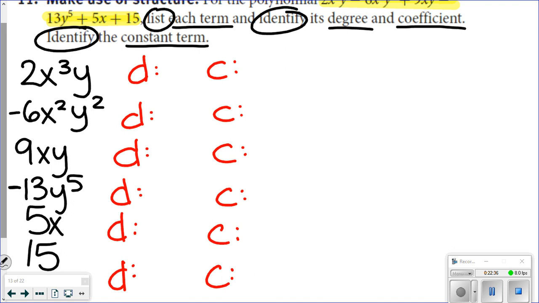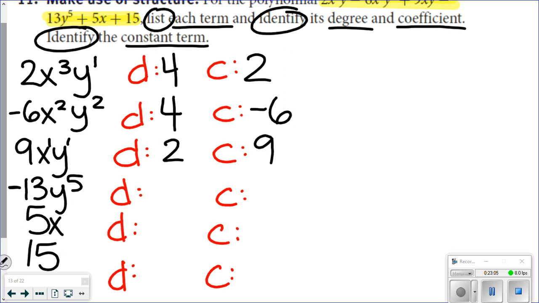So we have 3 plus 1, which gives us 4. The coefficient is 2. If you didn't try this already on your own, make sure you pause and take the time to fill this out. 2 plus 2 is 4. Coefficient is negative 6. 1 plus 1 is 2, so my degree is 2. My coefficient is 9. Degree is 5. Coefficient is negative 13. Degree is 1. Coefficient is 5.